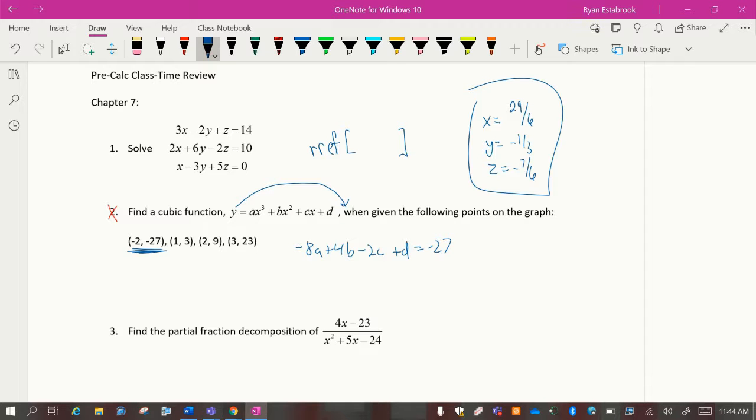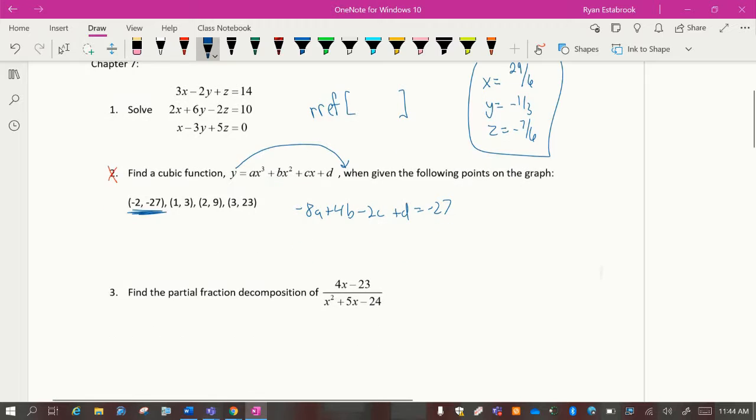But because there's 4 variables of a, b, c, and d, I would need to have 4 equations. That's why we have 4 points given to us. Then you plug in the other 3 points to get your other 3 equations. Go to calculator, RREF, and you'll get your solutions for a, b, c, and d. Okay, so that's the general idea. Because of our limited time, I don't want to spend a bunch of time on that. That's just how that one's going to work out.